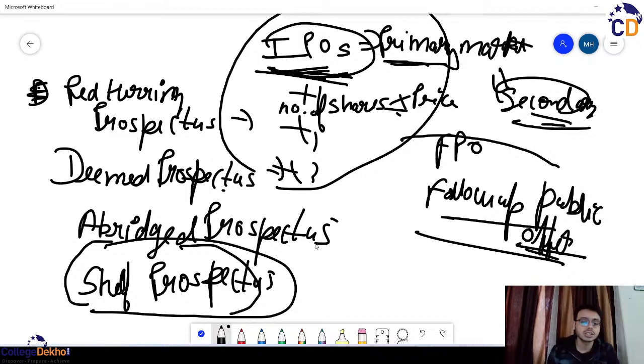So that we call a shelf prospectus. Okay, so these are the four major types of prospectus being talked about in the market: the red herring prospectus, the deemed prospectus, the abridged prospectus, and the shelf prospectus.